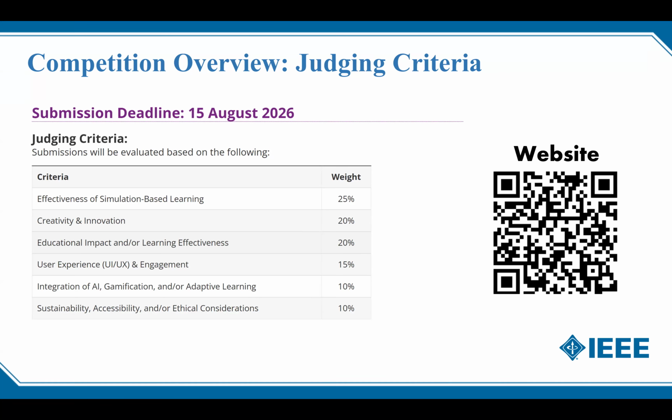Okay, final part, we also allocate 10% for the integration of technologies, either AI, gamification, or adaptive learning, or whichever kind of purpose you should propose. The other one is 10% for sustainability, accessibility, and ethical considerations.